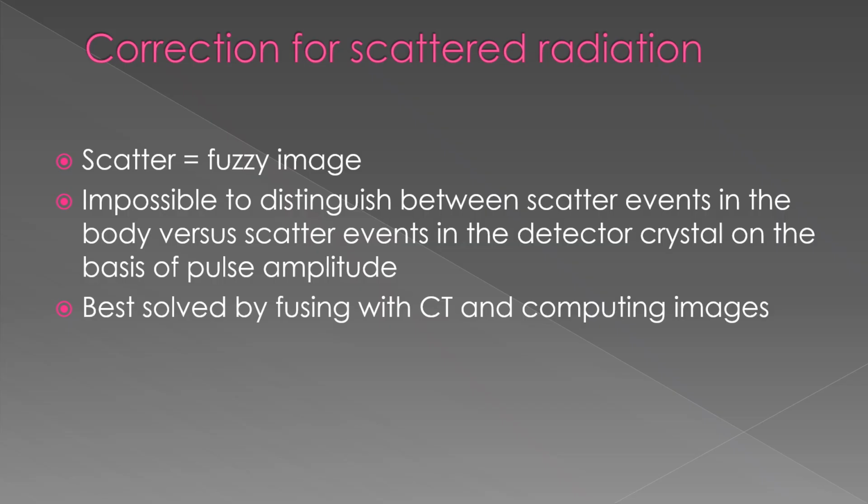It is impossible for the scanner to distinguish between scatter events in the body versus scatter events in the detector crystal on the basis of just the pulse amplitude. So this is best solved by fusing with CT and then correcting for scatter. CT uses that density map of the patient's body, and it can correct for scatter and also for attenuation. So the CT component is very important, and we'll talk about that when we get to hybrid imaging.